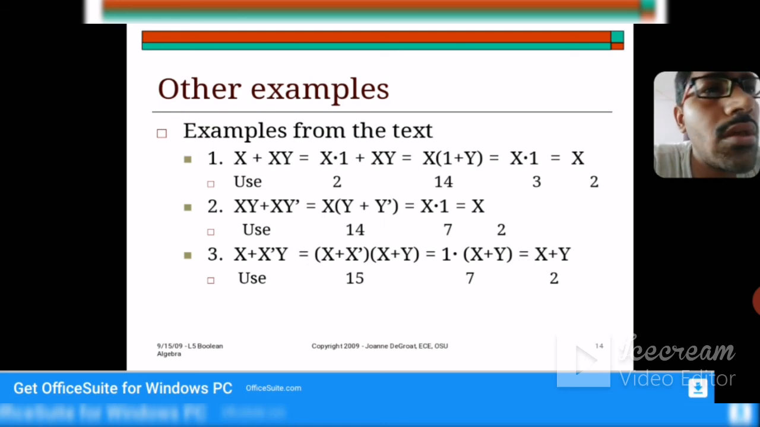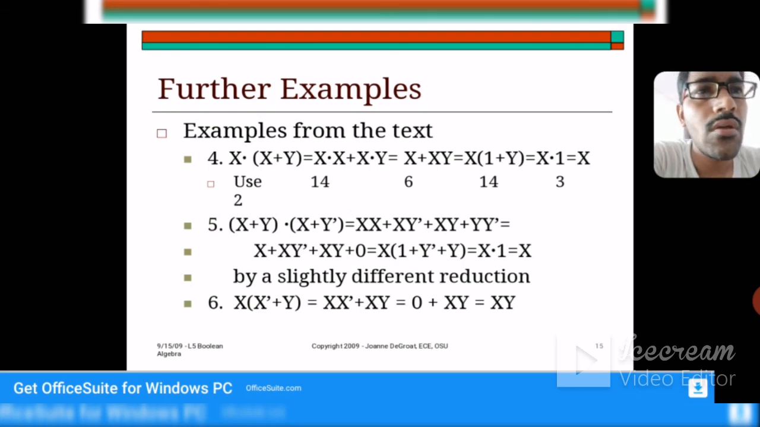So this is the solving of a Boolean expression, and you have a task to solve these problems on your own, because there are a number of ways to solve a Boolean expression. I have these 3 questions. Do it yourself in your own way, then submit the answer to my WhatsApp number. Thank you. Next, I have some more examples also.